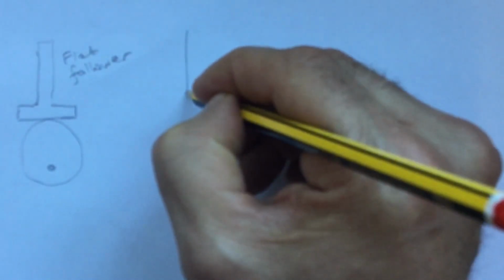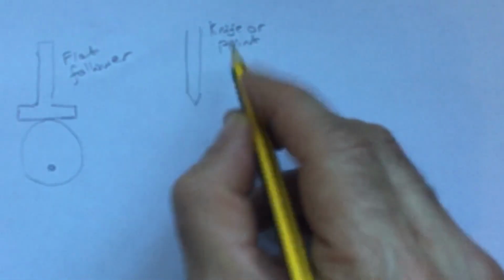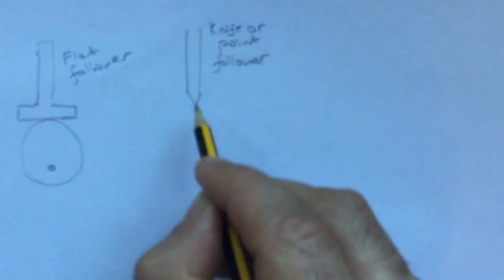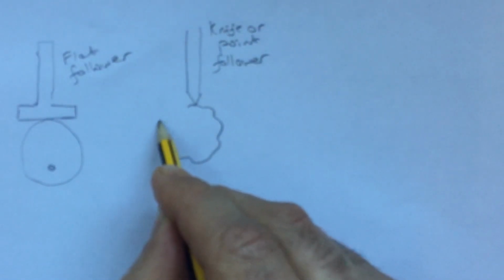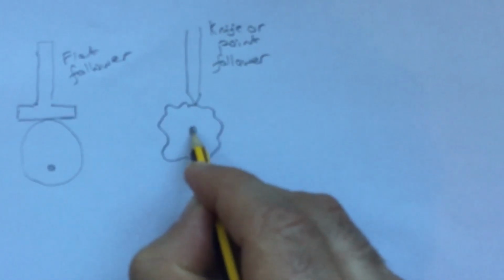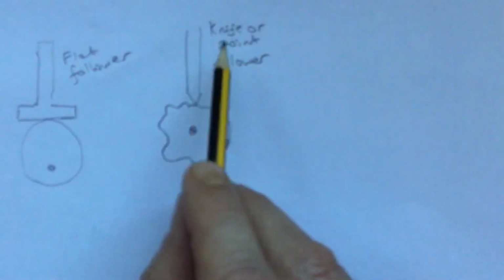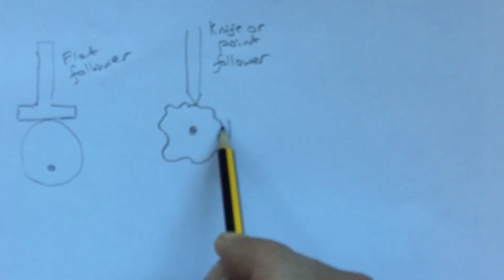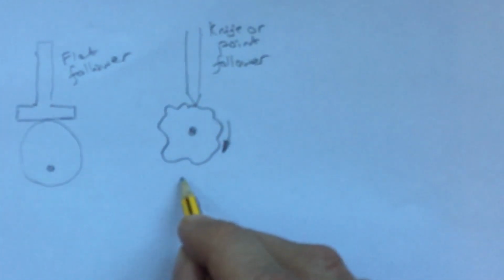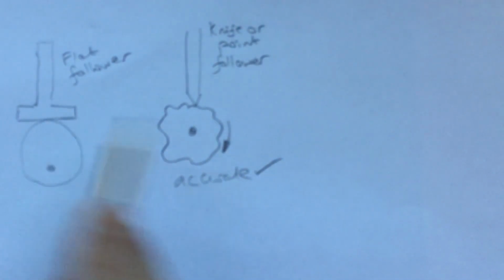This second one is called a knife follower or a point. And imagine a cam that's not just round, it's quite a complicated shape. It might be something that controls the operation of a machine. So it might have all these curly bits on it and stuff. The main advantage of the knife or point follower is that it's accurate because it's got a very, very sharp point. It will be able to follow all of these contours on the cam. Right, so that's accurate. And you can see now, can't you, why the flat follower isn't that accurate.